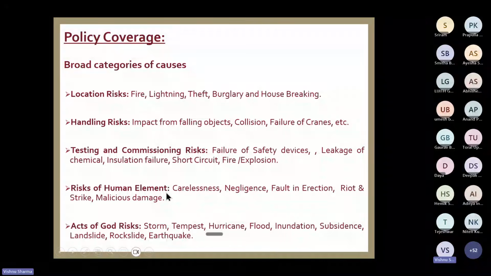Next is your human element: carelessness, negligence, fault in erection, strike, malicious damage, all these things are covered. Then your act of God: storm, tempest, flood, inundation, these things are covered under the policy.